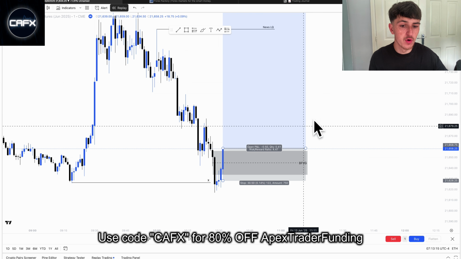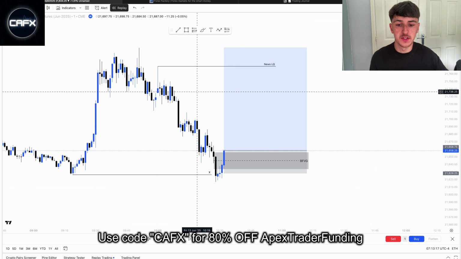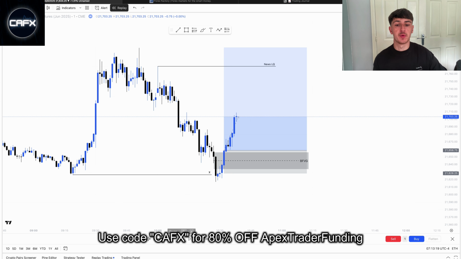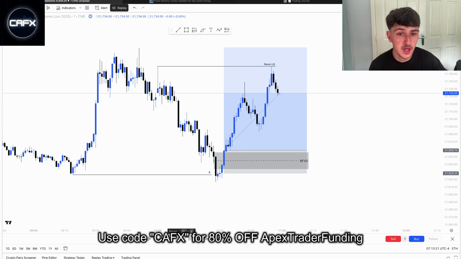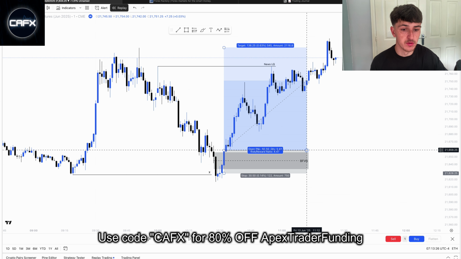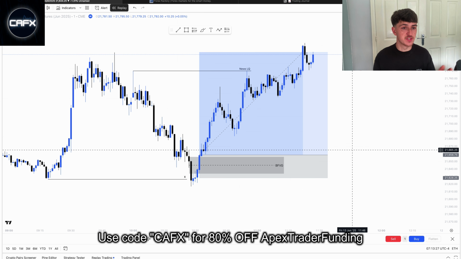So this is about 4.5, 5 risk to reward all the way to the top. And as you can see, when we play price through, we literally shot straight up and took out our full TP with literally 0 drawdown. This is one of the best trades I've taken this year, and that's a full breakdown of this exact trade.